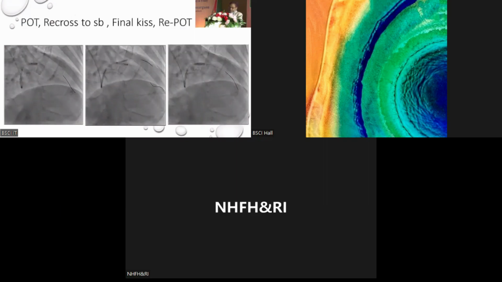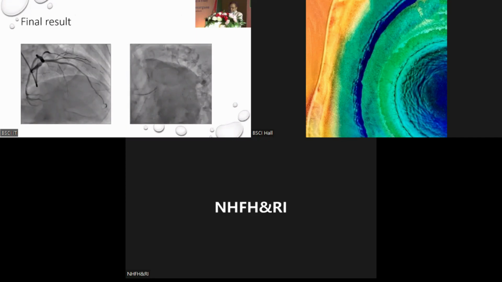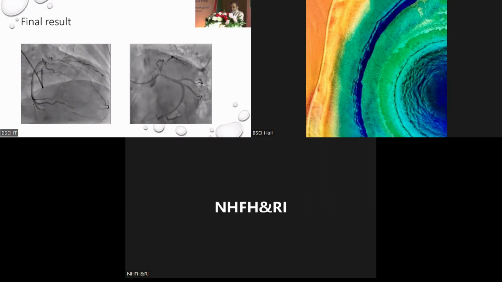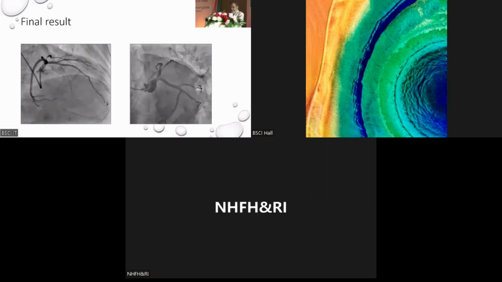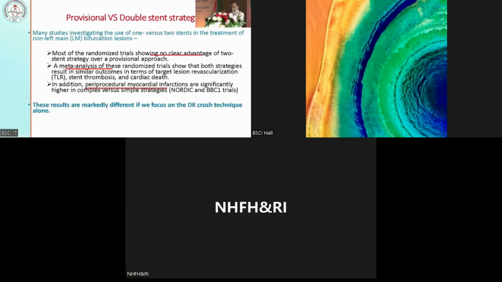And POT is done. And this is the final result. Provisional versus double stent strategy, several steps have been omitted for time.